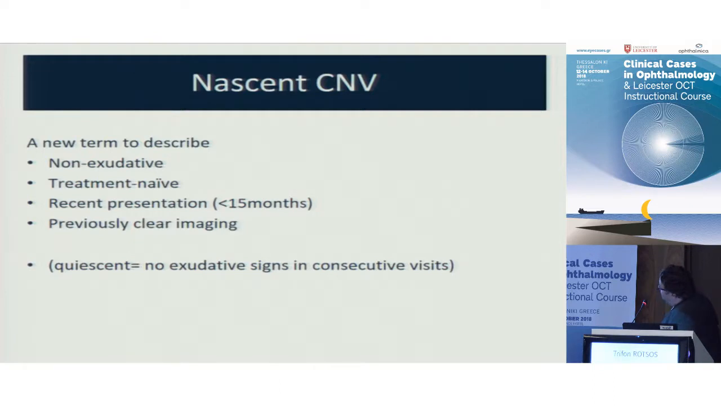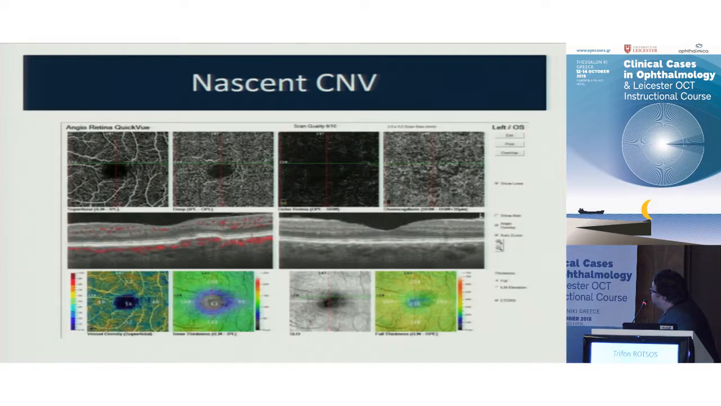Another new membrane is what we call the nascent choroidal neovascularization. And what's that? This is a treatment-naive eye, so the eye never had injections, but there is a membrane. It's been there for up to 15 months. We have this number from many studies, and there is no exudative phase at all. The patients in the past didn't have the membrane. Sometime they developed this nascent membrane, which is here, like this patient again.